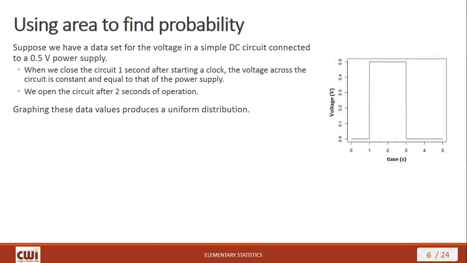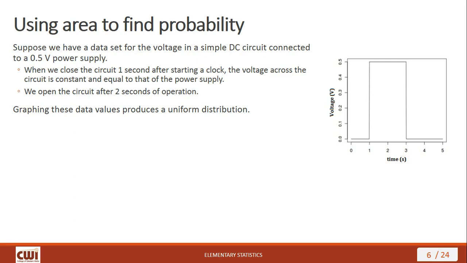Let's use the area underneath the curve for a uniform distribution to find probability. Suppose we have a data set for the voltage in a simple direct current circuit connected to a 1/2 volt power supply. We're going to close the circuit 1 second after we start the clock. When we close the circuit, that lets current flow through the circuit. Therefore we have a potential difference, which is the voltage. And the voltage across the circuit is constant because it's a DC circuit.